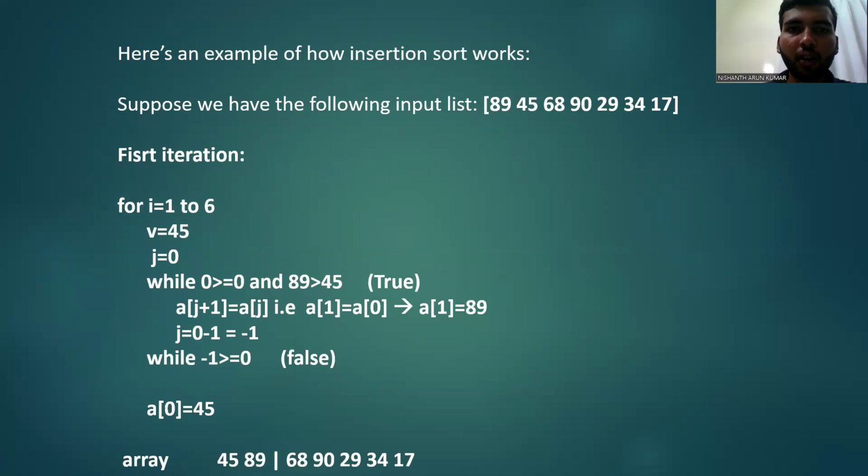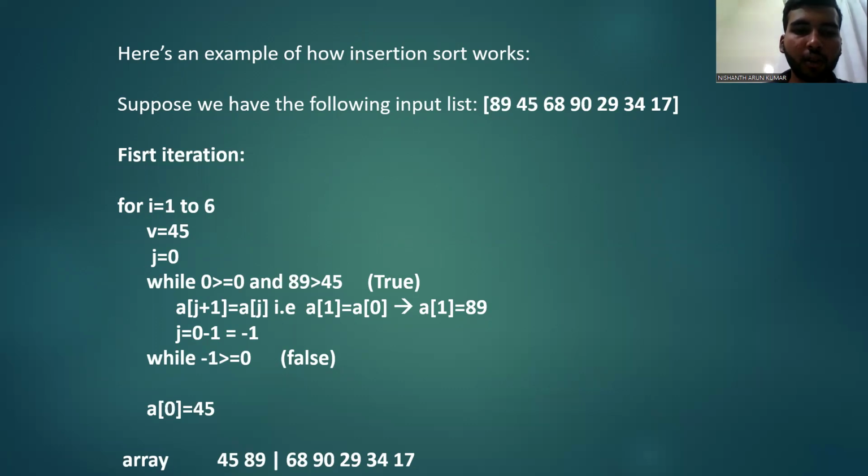Here is an example of how insertion sort works. Suppose we have the following input list: 89, 45, 68, 90, 29, 34, 17. First iteration: for i equals 1 to 6, v is equal to 45, j is equal to 0, while 0 is greater than or equal to 0 and 89 is greater than 45, it is true.